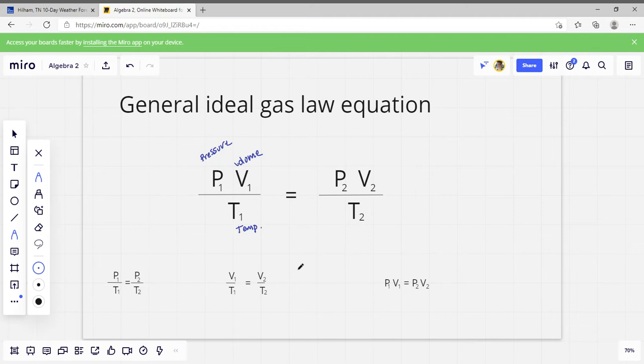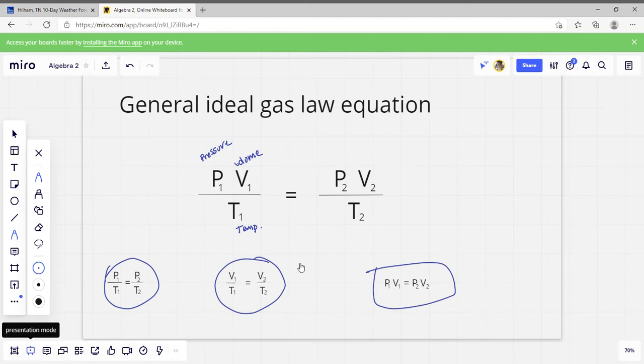If we take out one of these, let's say the volume stays the same, then we would just be left with that equation. If the pressure stays the same, we get left with that equation. And if we take out the temperature, we end up with that equation. So these are just the exact same equations, just with one of the variables taken out.